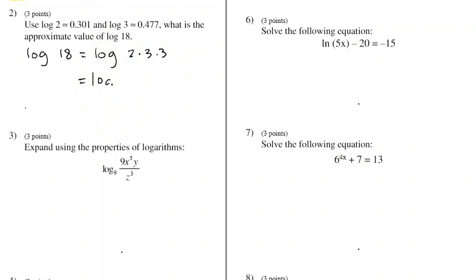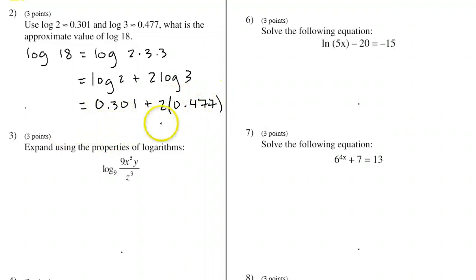So this is 18. So now, because I have multiplication, we can expand that into addition. So this is the same thing as log of 2 plus 2 logs of 3s. So I can write this as 2 log of 3. And now we just sub in what we know. This is just going to be log of 2, which is 0.301. And then 2 times log of 3 is 0.477. If you leave it like that, that's fine. If you want, you can add those together.